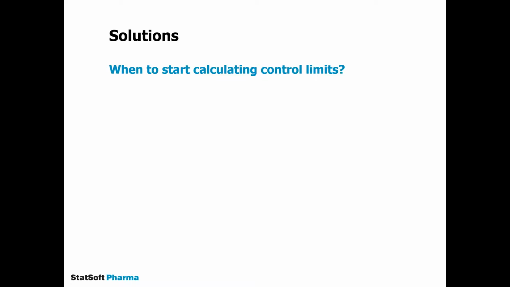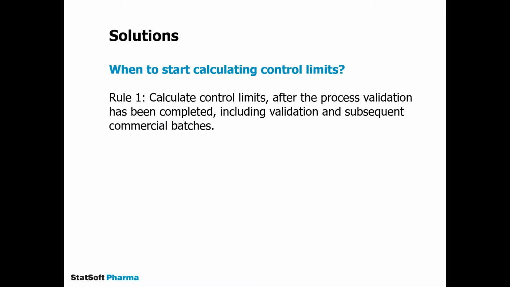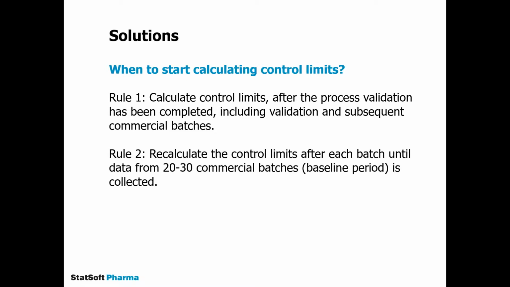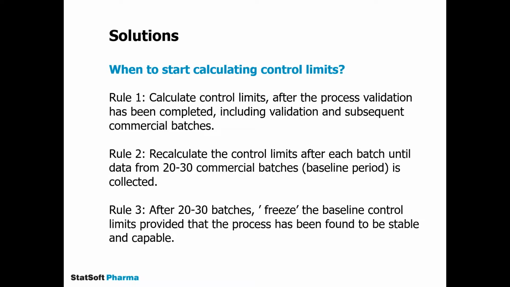When to start calculating control limits? Rule number 1, calculate control limits after the process has been completed, including validation and subsequent commercial batches. Rule number 2, recalculate the control limits after each batch until data from a 20-30 commercial batches baseline period is collected. And rule number 3, after 20-30 batches, freeze the baseline control limits, provided the process has been found to be stable and capable.